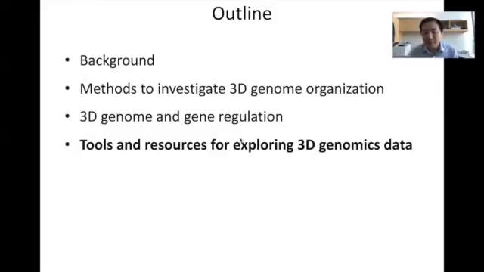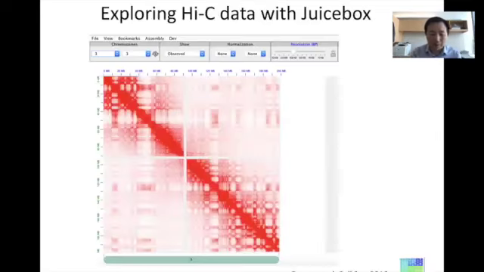Okay, in the next 10 minutes or so, I am going to share with you some of the tools that I really like and that are widely used in this community, and potentially they might be helpful for you to explore data and use it for your own research. So once you have a Hi-C data library sequenced, what do you do, right? A really popular tool that you can use on your desktop is called Juicebox. It's still from Lieberman's group.